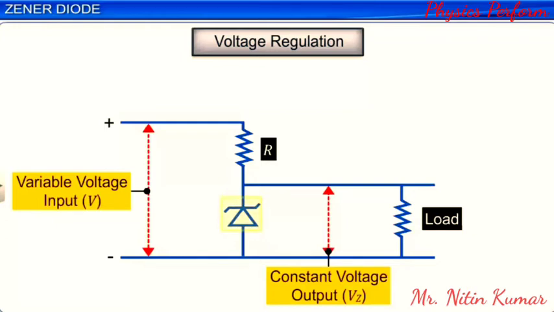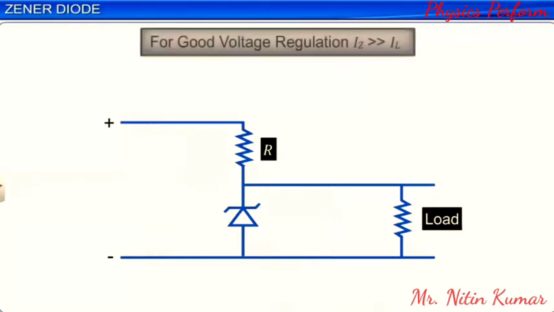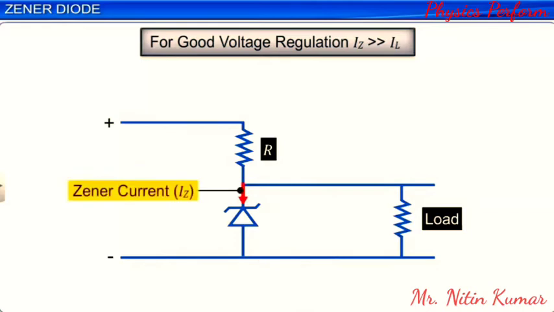The choice of the ZENER diode depends on the required output voltage. ZENER diodes are available with output voltages ranging from a few volts to hundreds of volts. In order to provide good voltage regulation, it is essential that the current through the ZENER diode is several times higher than the load current. This is done by selecting a suitable series resistance R that ensures the ZENER current in the circuit is several times higher than the load current.